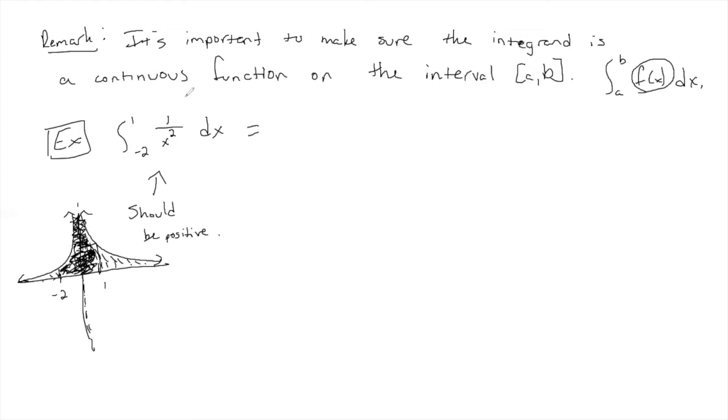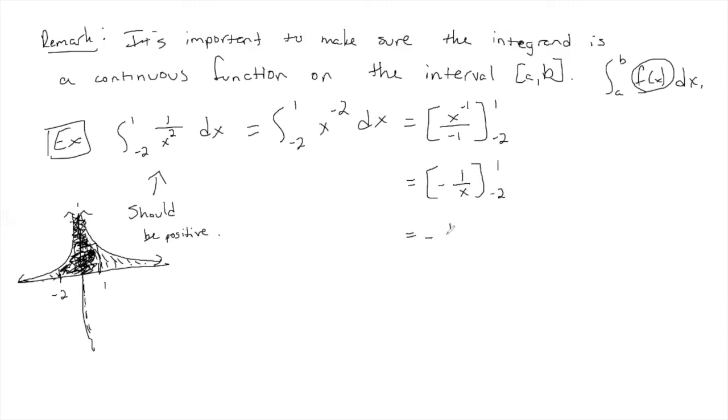So let's try to apply the fundamental theorem. This is really just x to the -2, and because this exponent is not equal to -1, I can apply the reverse power rule, right? So rule number 1: I add 1 to the power, and then I divide by the new power that I got. I get x to the -1 over -1, going from -2 to 1. So this is really just -1 over x from -2 to 1.